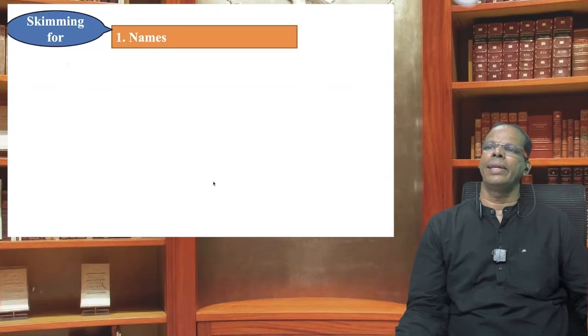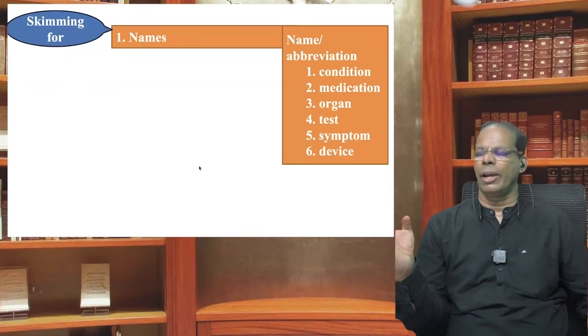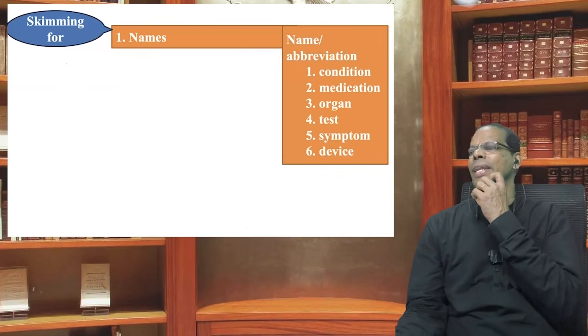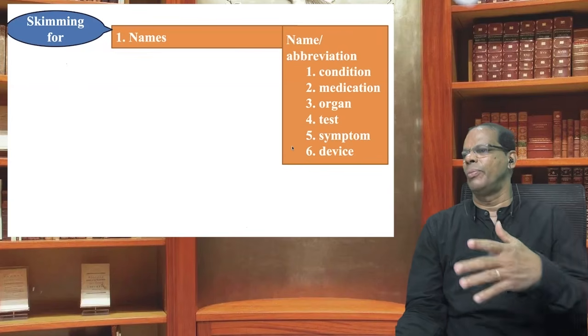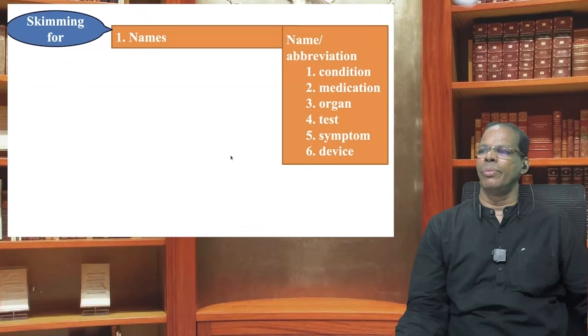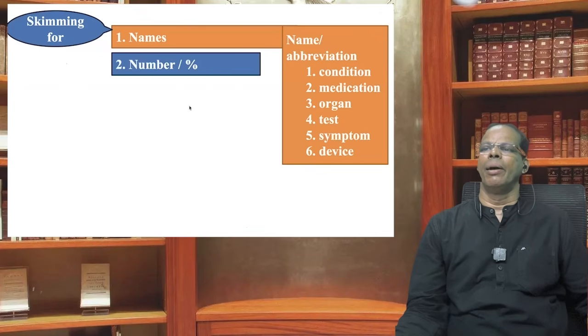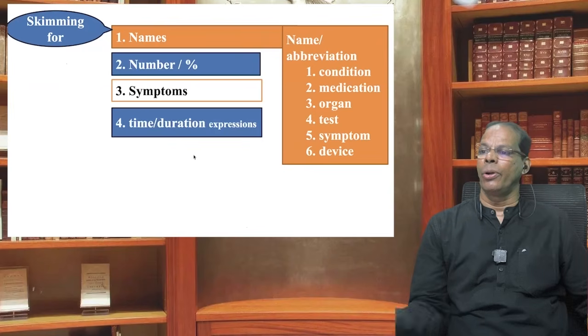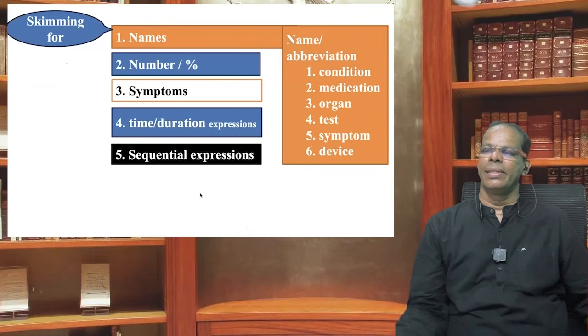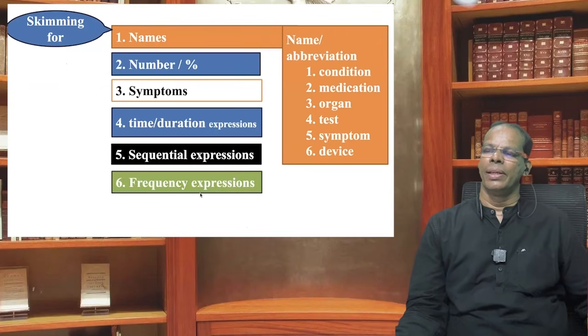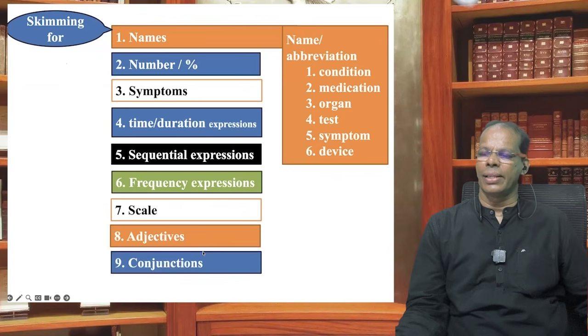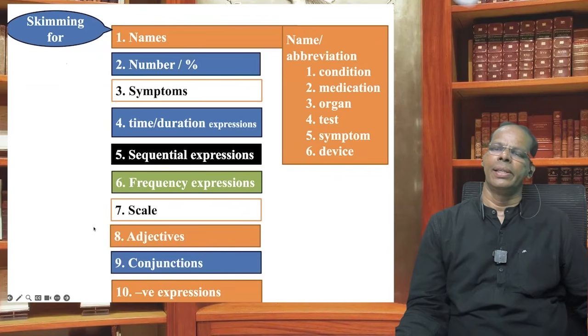Skim for means highlight names. We have already dealt with the headings, subheadings, and title. So the other things: names or abbreviations of condition, medication, organ, test, symptom, device, all these names. Numbers or percentages, symptoms, time or duration expressions, sequential expressions, frequency expressions, scale, adjectives, conjunctions, negative expressions.